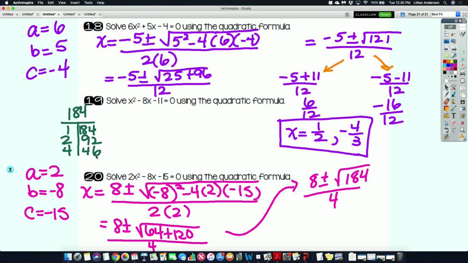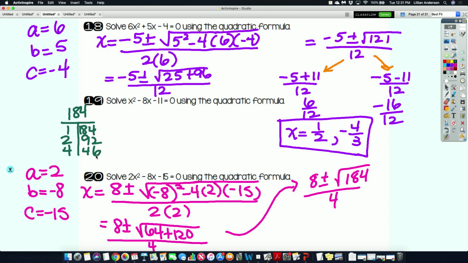Does anything else work? I'm going to let you know now, nothing else, just because we're kind of running short on time. But your main goal is to find the factors that multiply to give you that number, and one of them needs to be a perfect square. Are any one of these a perfect square?